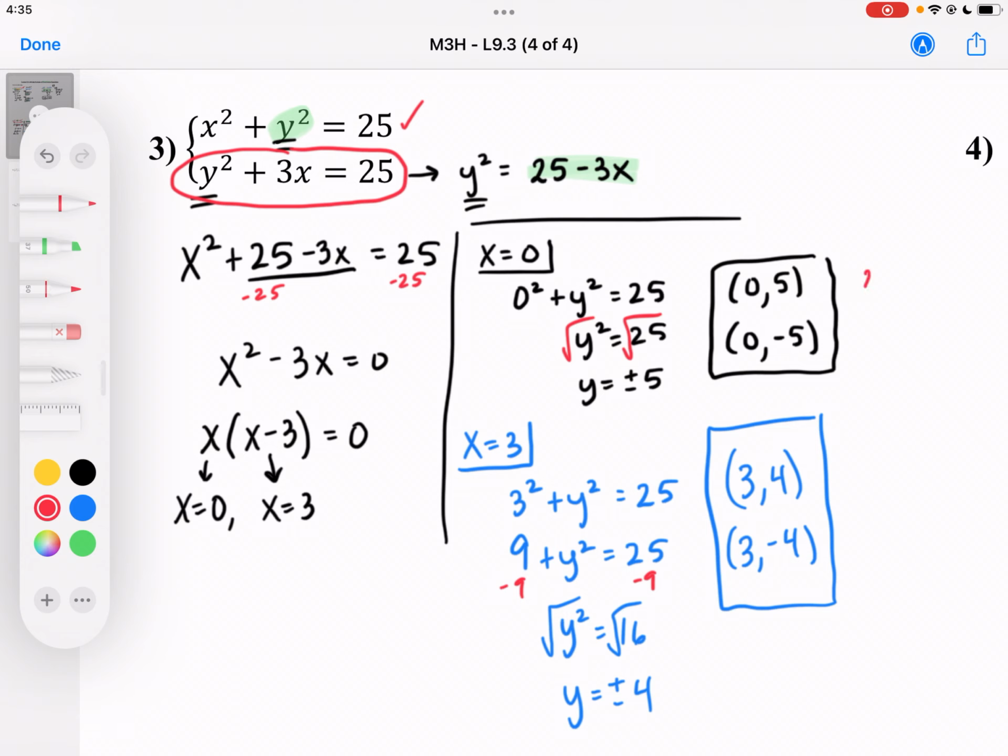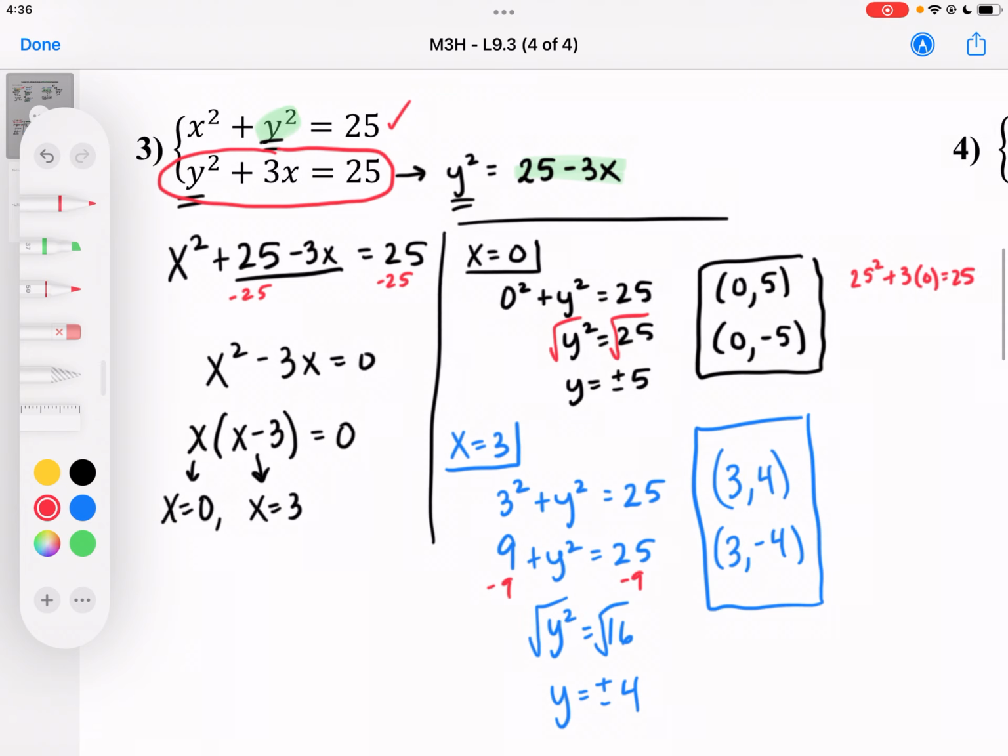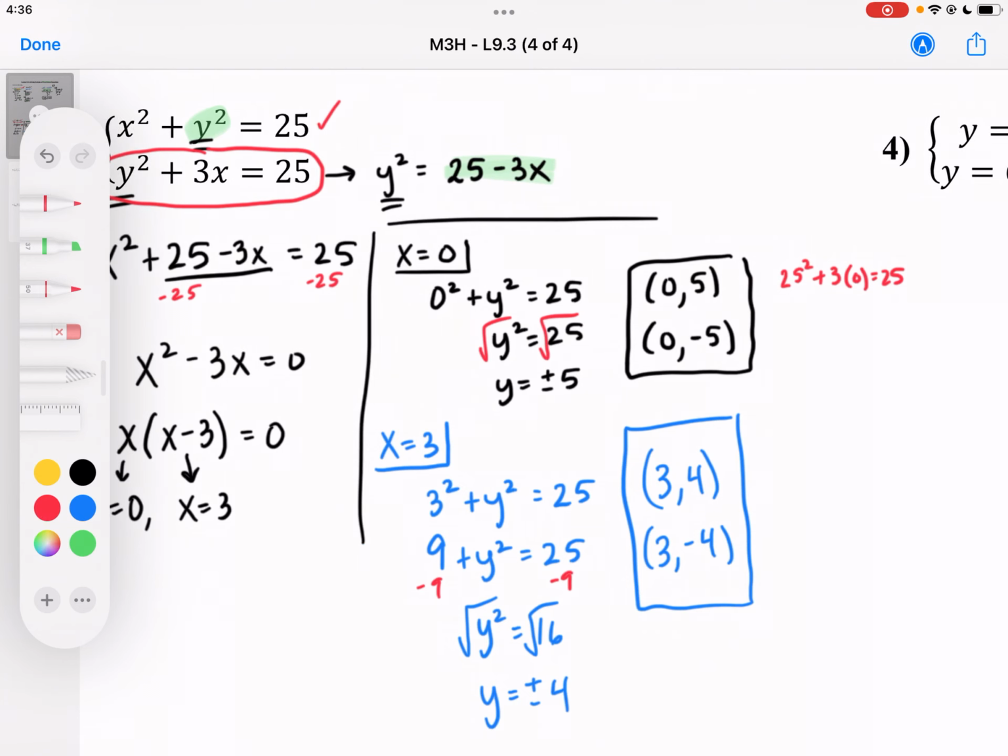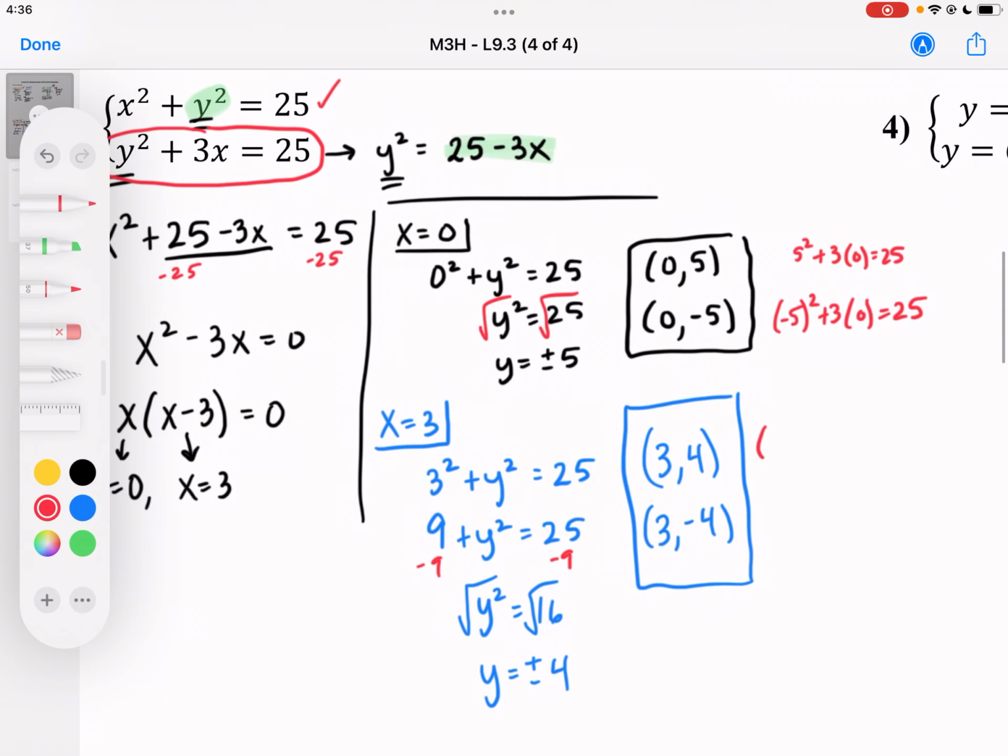So I just need to make sure, does 5 squared plus 3 times 0 actually equal 25? And it does, because 5 squared is 25, and that's 0. Then you just need to make sure that negative 5 squared plus 3 times 0 is also 25, which it is. And then this one, does 4 squared plus 3 times 3 give me 25? Yes. And then negative 4 squared plus 3 times 3. Just double check that it gives you 25. So you could do that in your head. Just double check and you'll be safe.